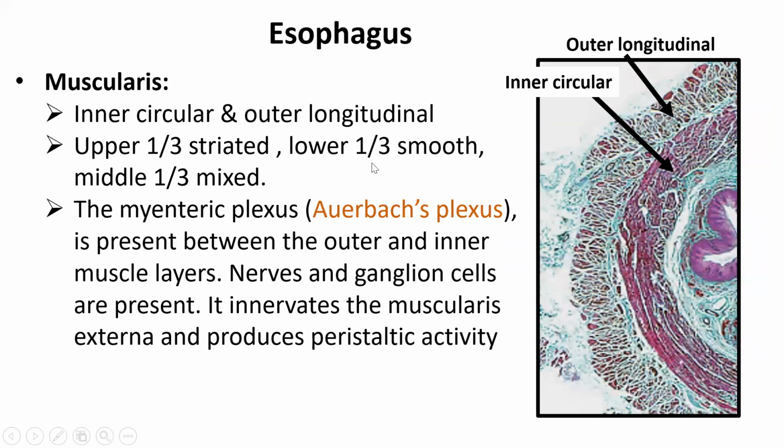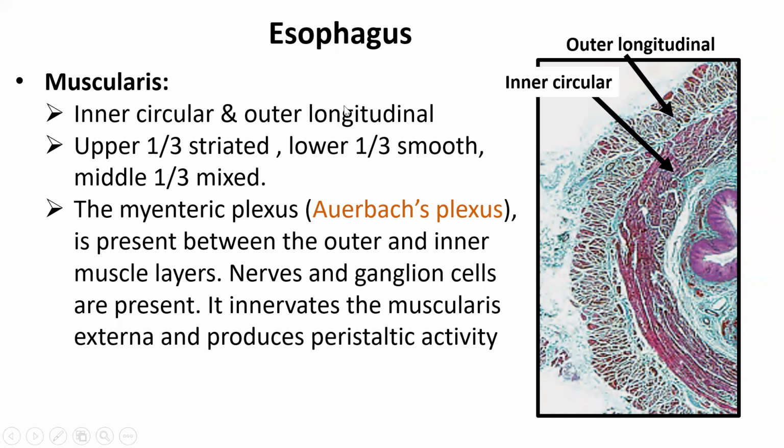The third layer is the muscularis. Again, inner circular, outer longitudinal. It will always be this arrangement. The inner one is circular around the tube. The outer is longitudinal. In cross section, it will appear opposite to you when you look at them. Again, the type of muscle here is unique.